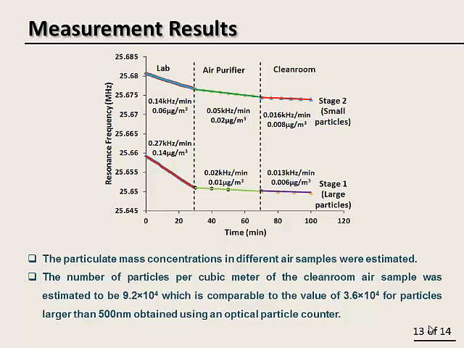Also, the number of particles per cubic meter in the UT Dallas clean room was estimated using the obtained results to be 9 multiplied by 10 to the power of 4, which is comparable to the value of 4 multiplied by 10 to the power of 4 obtained from a particle counter.